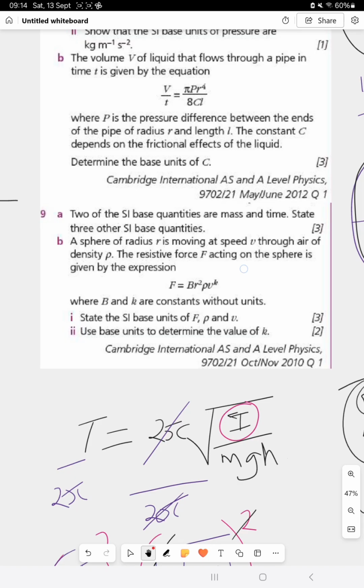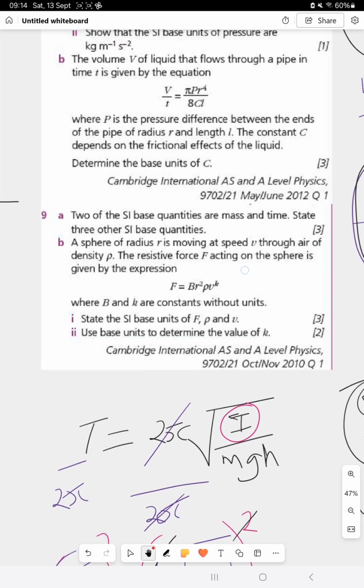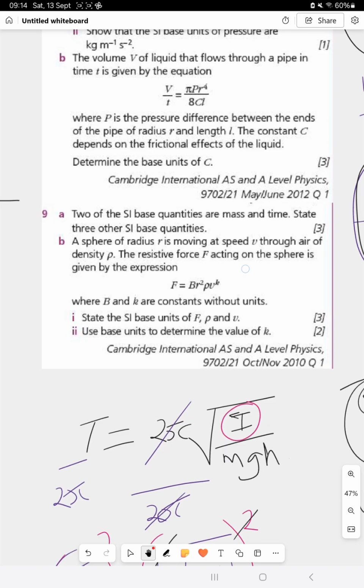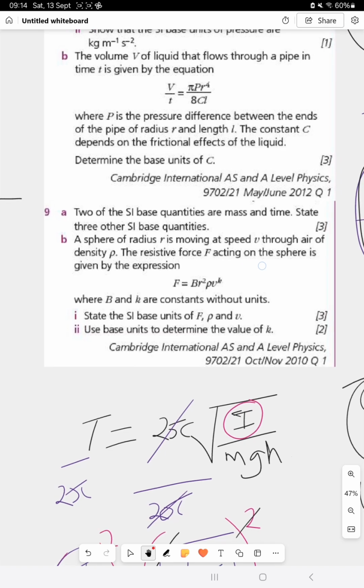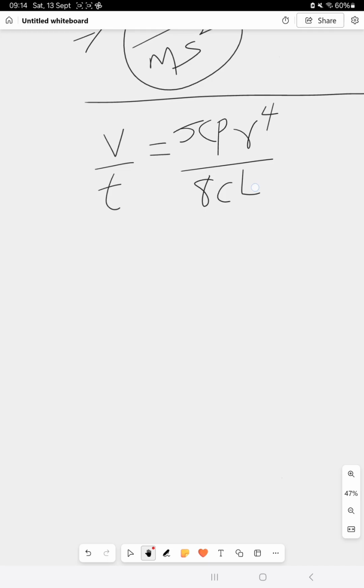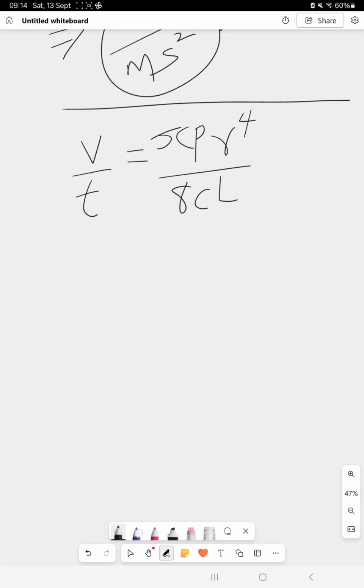where P is the pressure difference, R is the radius, and L is the length. The constant C depends on the frictional effects of the liquid. Determine the base units of C. Very good. We are interested in the base units of C. Don't forget that one. So that means I have to make C the subject of the formula. How do I do this?